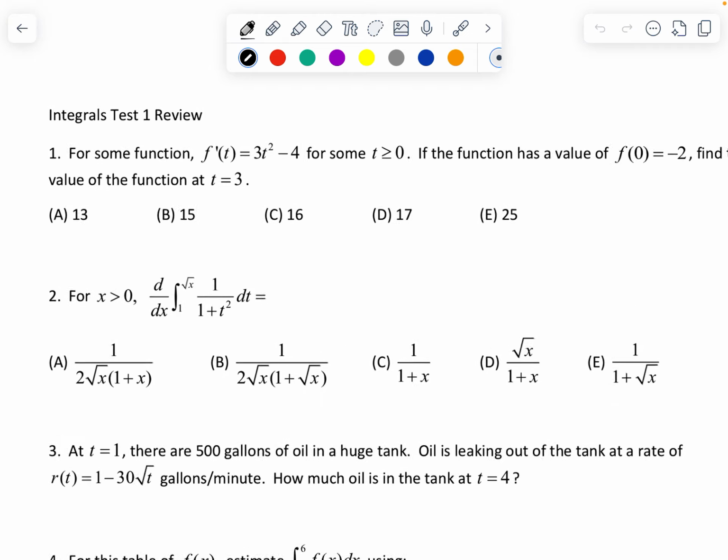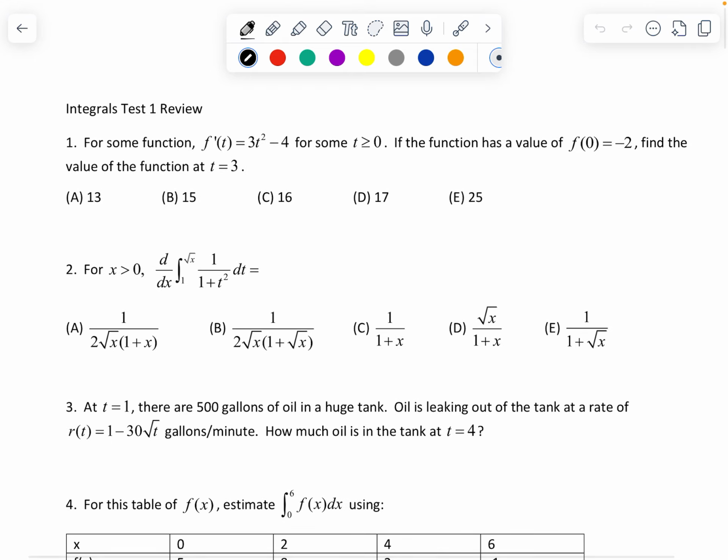Okay, so for number 1, we've got for some function f prime of t equals 3t squared minus 4. If the function has a value of f of 0 equals negative 2, find the value of the function at t equals 3. So look, we've got to figure out what we have here. They gave us a derivative, they gave us an initial condition, and we're looking for something else. Okay, so this is screaming net change.